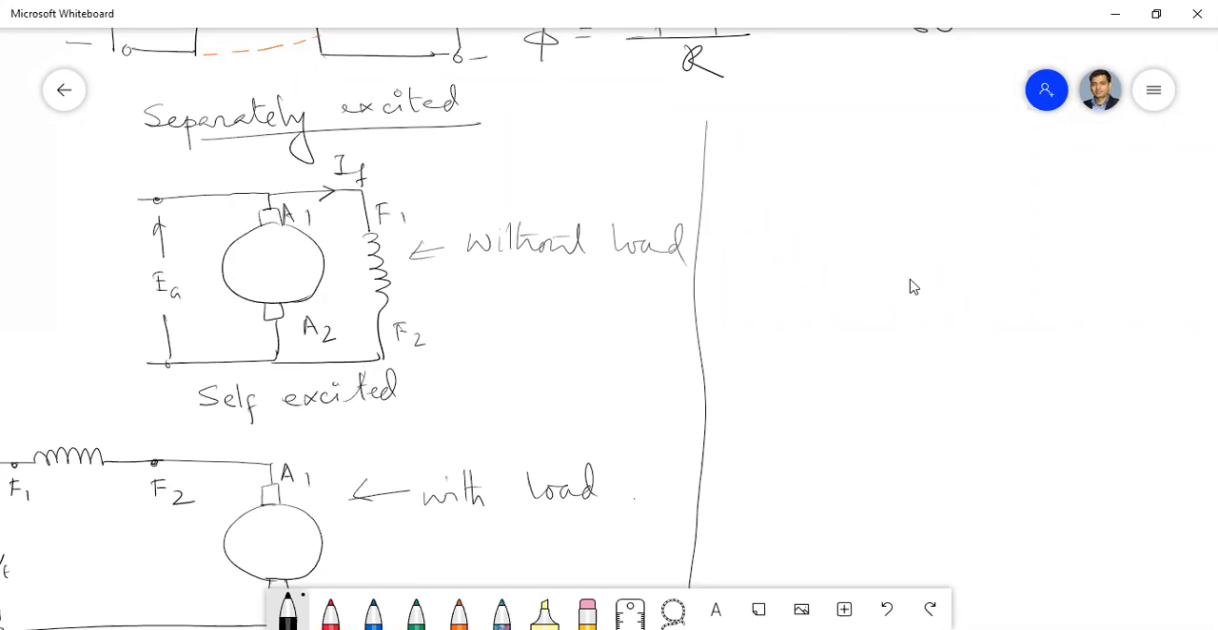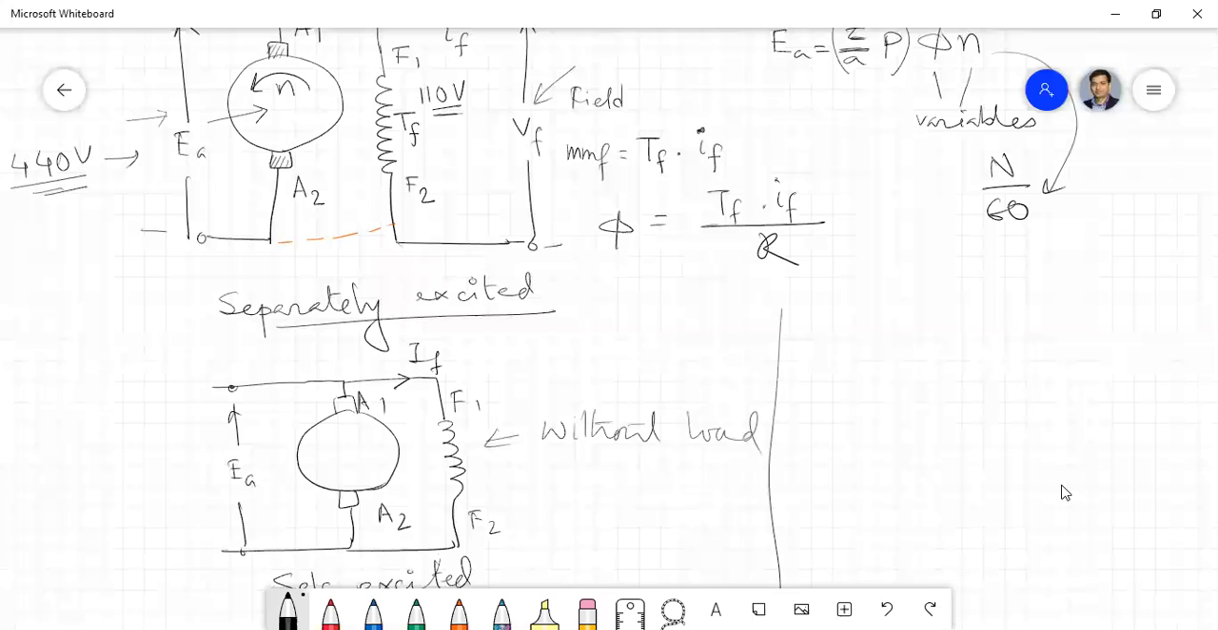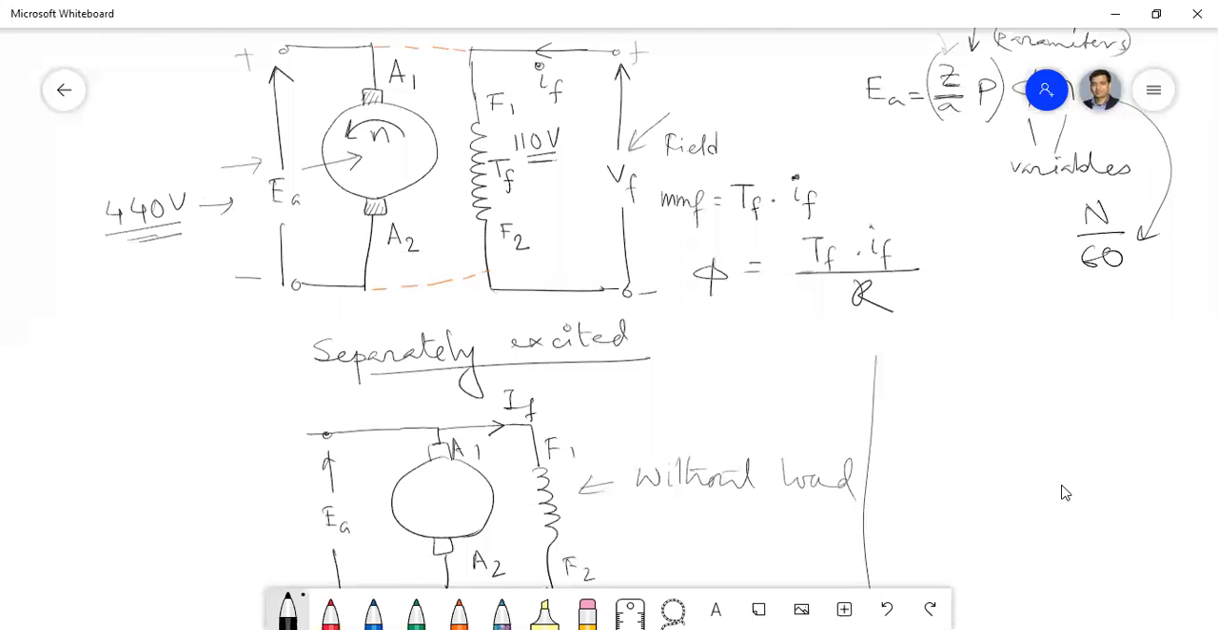Actually here, without load, we have not considered any load. Now if we see in case of separately excited configuration, if we connect the load there, which will require some current of IL.